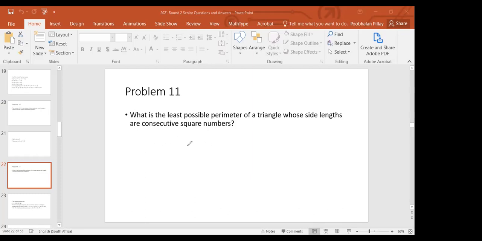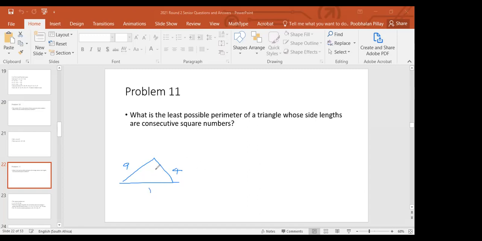Okay, so the sides of this triangle are consecutive square numbers. Now, what are the consecutive square numbers? You could have 1, starting with 1. The next square is 4, 2 squared, then 9. Now, the question is, what is the least possible perimeter of a triangle whose side lengths are consecutive square numbers? So you might think the smallest possible perimeter has to be 1 here, 1 squared. So the answer is 14.